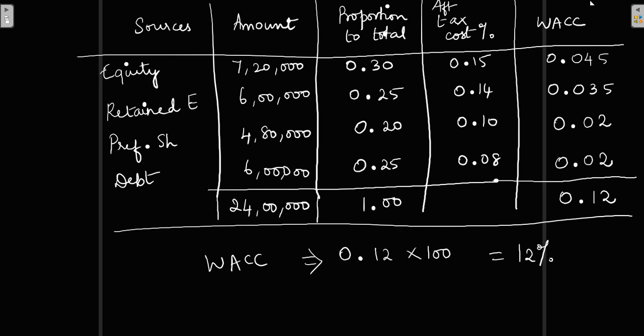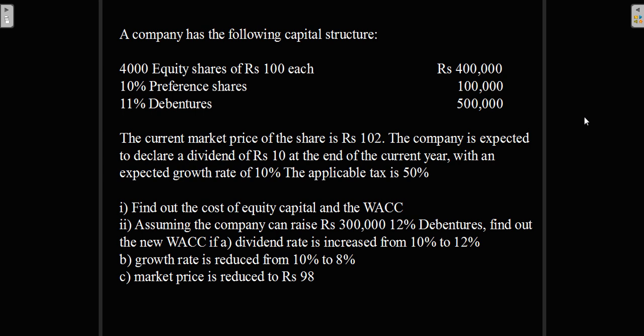Let's see one more sample sum. A company has the following capital structure: 4,000 equity shares of rupees 100 each. So the equity share capital is 4 lakhs, preference share capital being 1 lakh, the dividend percentage is 10%, debentures it is 5 lakhs, and the interest on debenture is 11%.